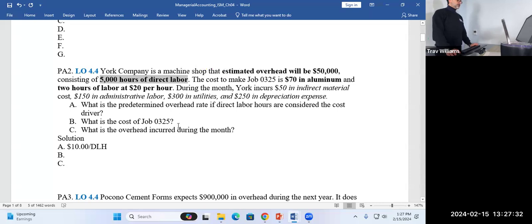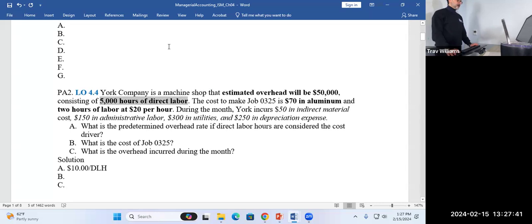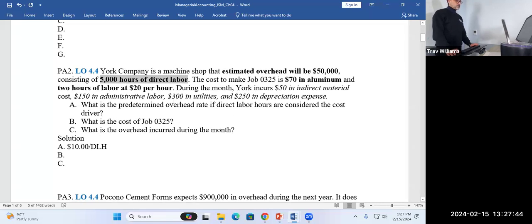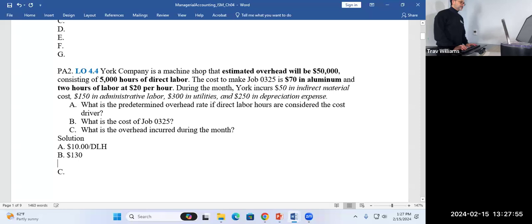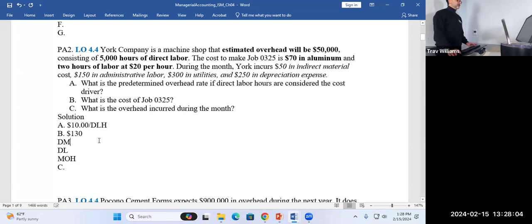Part B, what is the cost of job 0325? So, how much? 110. 110, okay, that sounds close. Maybe to add in. Yes, we have to add in $20 of overhead. So it's 130 altogether, right? So let's break it down. We have direct materials, direct labor, manufacturing overhead. How much were the direct materials for that job? It was 70. 70. And what was the direct labor? 40, right? Because it was 2 hours at $20 each.